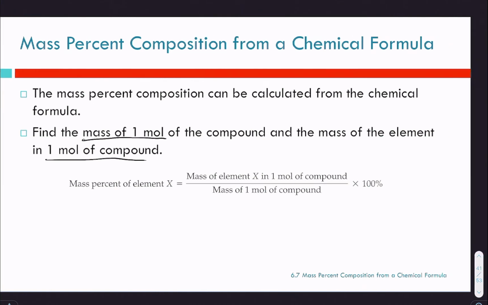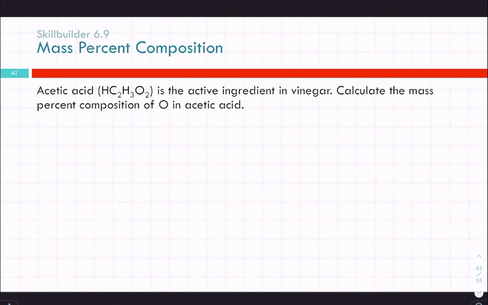All right. So if we have acetic acid, which is vinegar, calculate the mass percent composition of oxygen in acetic acid. I think problems like this can be intimidating because there are no numbers given, right? In some ways that can be intimidating.